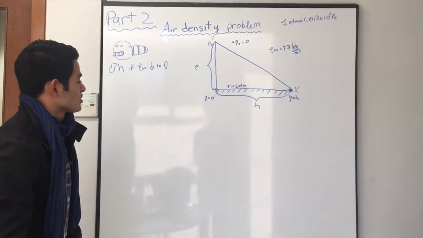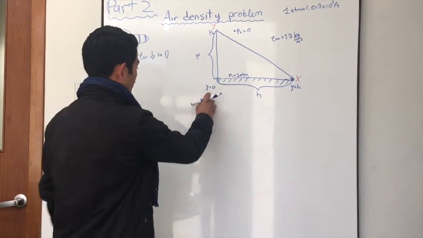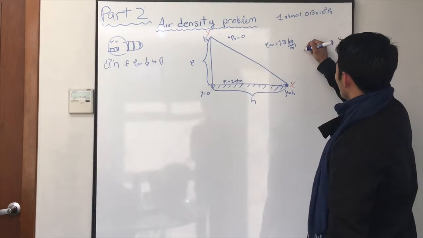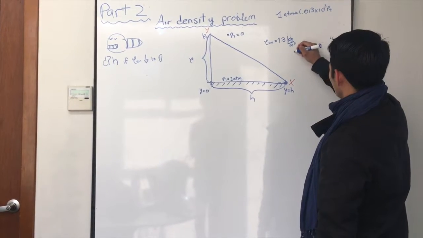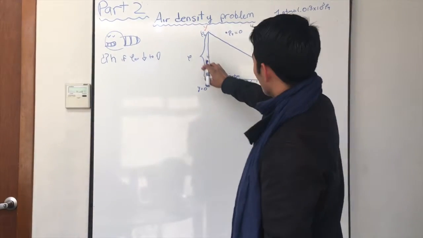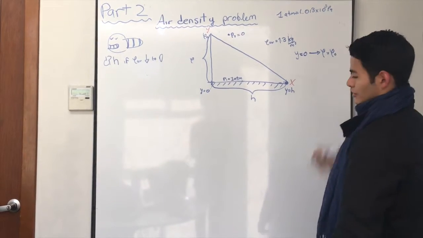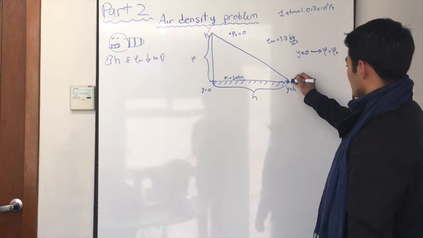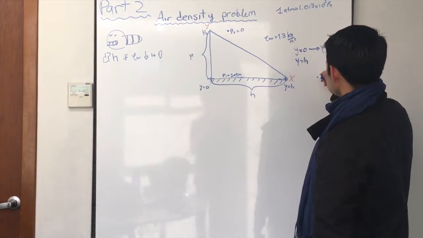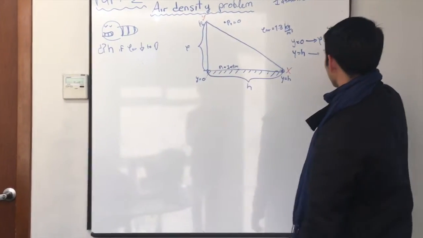So as we can see, at the point where y equals 0, we have that our density is our initial density. And at this point where y equals h, our density is 0 because now it is decreasing.